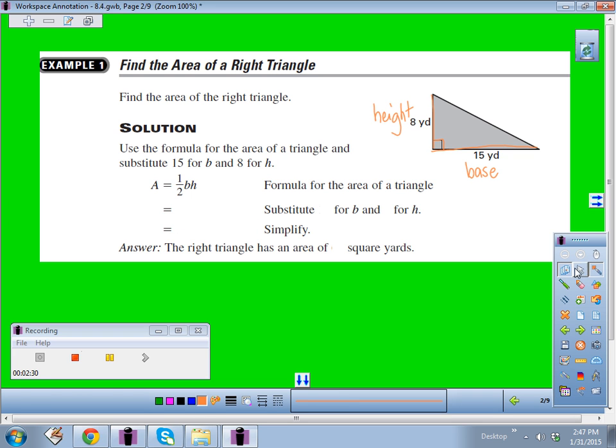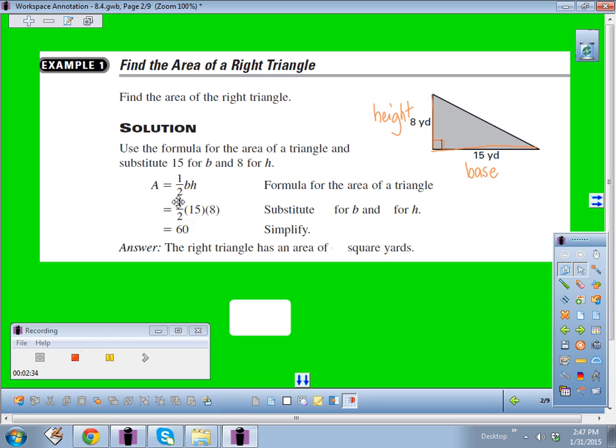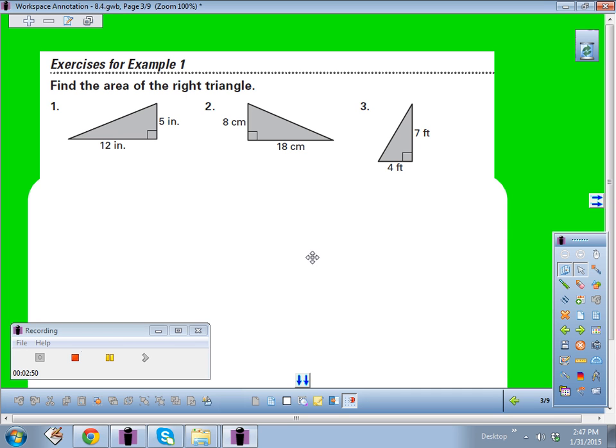So in this case, we're going to do 1/2 the base times the height. So that's going to be 1/2, 15 times 8, which will give me 60, when I substitute all my numbers in. And what units are we talking about? We're talking about yards, and we're talking about area, so it's going to be square yards here. So take a moment to complete 1 through 3. Calculate the area of these triangles.